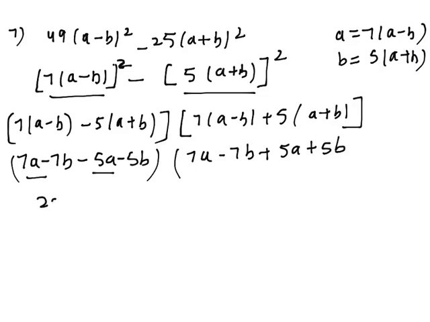So here we will get 12a minus, here both are negative terms, 7 and 5, so we will get minus 12b. Here we will get 12a minus 12b. So this is our required factorization of the given expression.